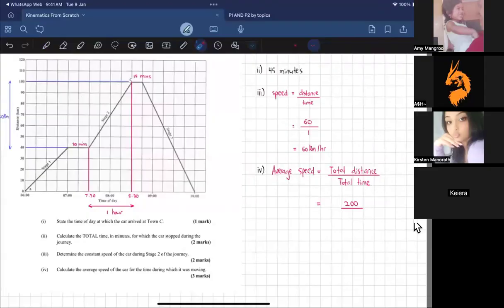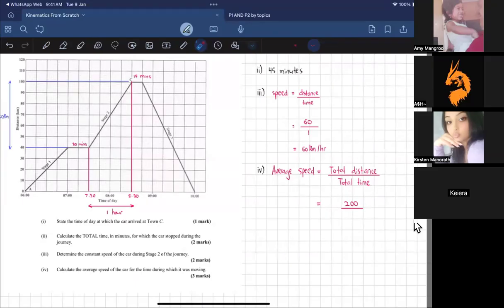Kira, let me see if you're paying attention. Is it because you're going and then you're coming back? That's exactly it. To go to C is 100, and to go from C back to A is also 100, so 200, right?